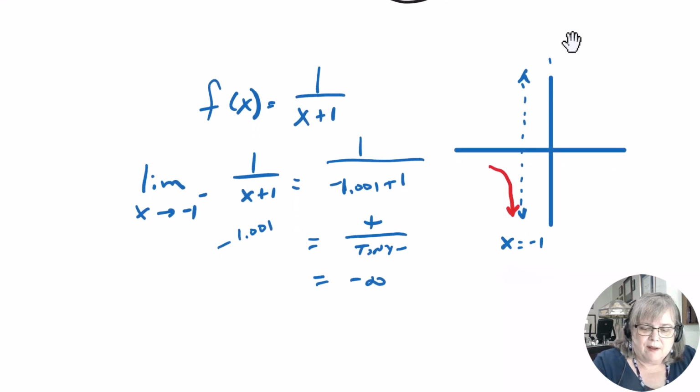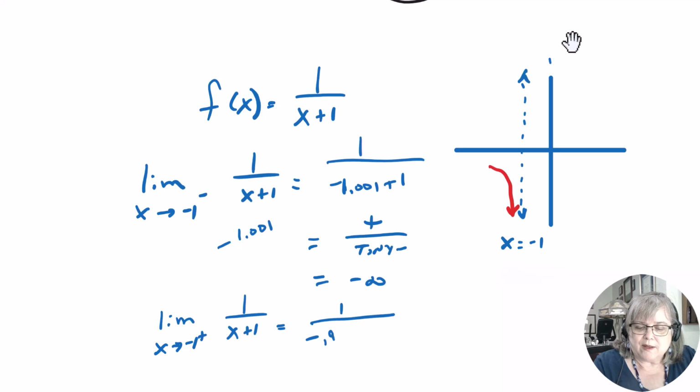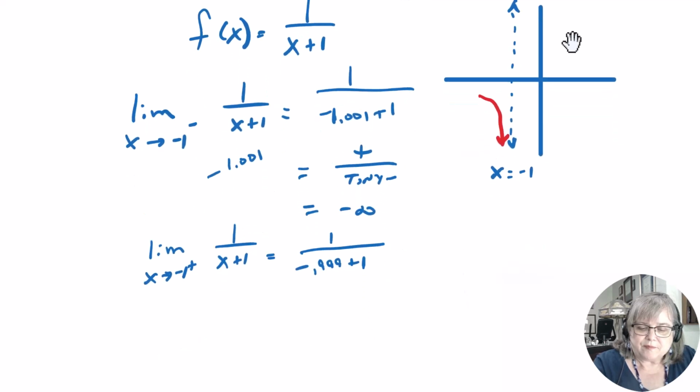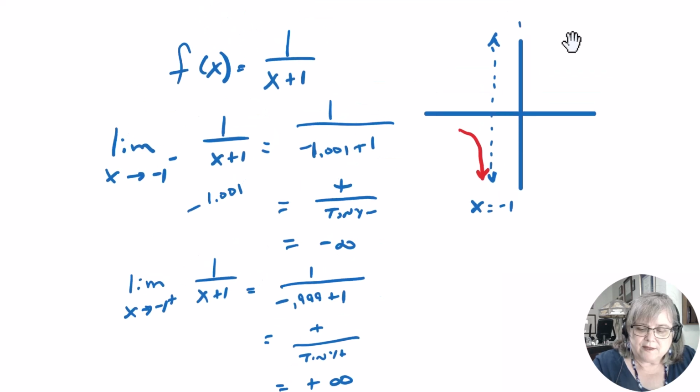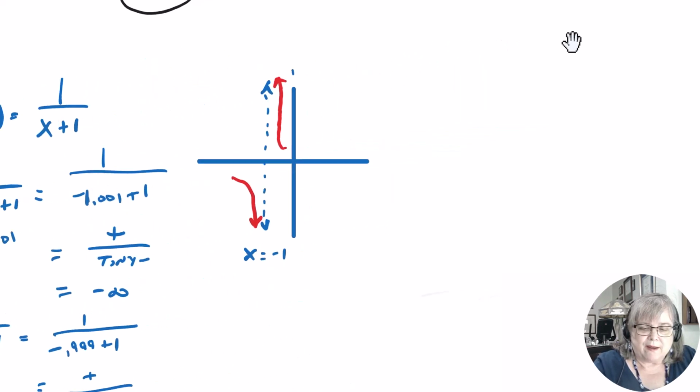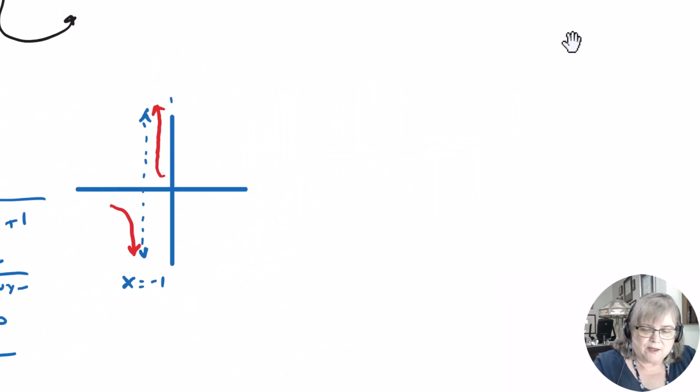The limit as x approaches -1 from the right. I would need a number to the right of -1, so that might be -0.999 plus 1. This would be a positive number over a tiny positive, which is positive infinity. So what that says is over here on this side, it's racing off to positive infinity. Now, one of the other questions we would have is what happens to this function as we go off to positive infinity and to negative infinity. What is the behavior of the function there?